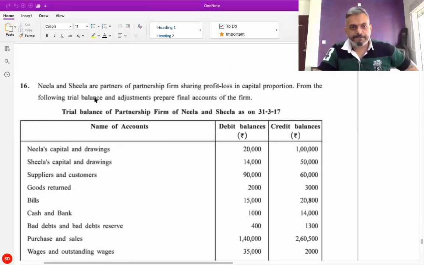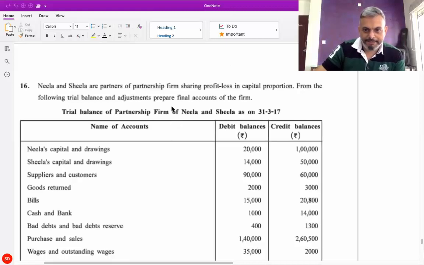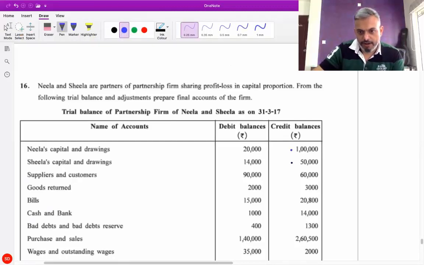Neela and Sheila are partners sharing profit and loss in capital proportion. So what is capital? Capital is, you can see over here, 1,50,000. So it will be 2:1. 1 lakh is to 50,000.